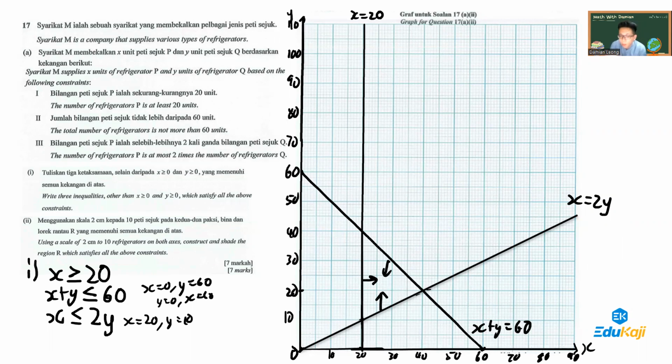But whichever you compare, we look at it when it's on the left side. You cannot think this is less, so it's below. That would be wrong. It should be above because 2y is more or equals to x. So the shaded region is here. We label it R.